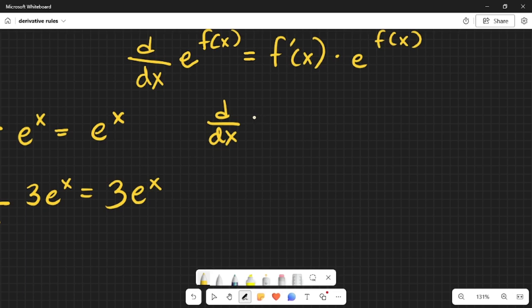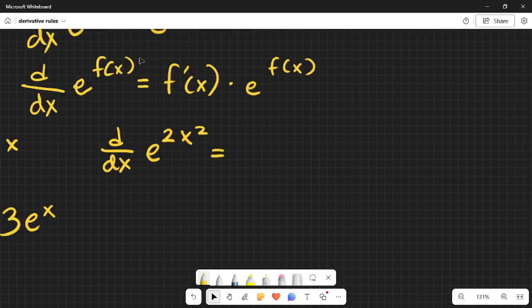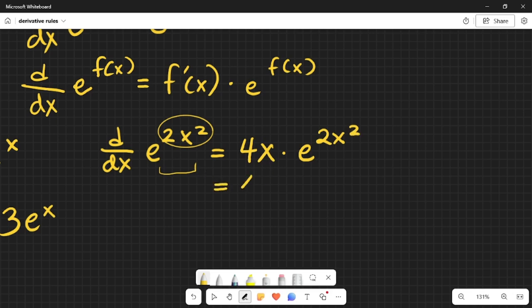We're going to find the derivative of e to the 2x squared. Using the formula, we're going to find the derivative of the function above here. We're going to take this and find the derivative. The derivative of 2x squared is 4x. And then we're going to copy the original function, and then we're going to multiply them. It would be 4x e raised to the 2x squared power. And that's our final answer.